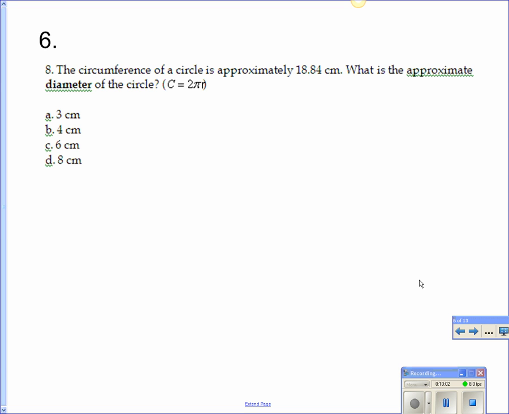Okay. All right, so this one, they give you a formula. What do you do when they give you a formula? You write it down. You use it. It's important. All right, so our formula is C equals 2 pi r. So everybody write that down. C equals 2 pi r.